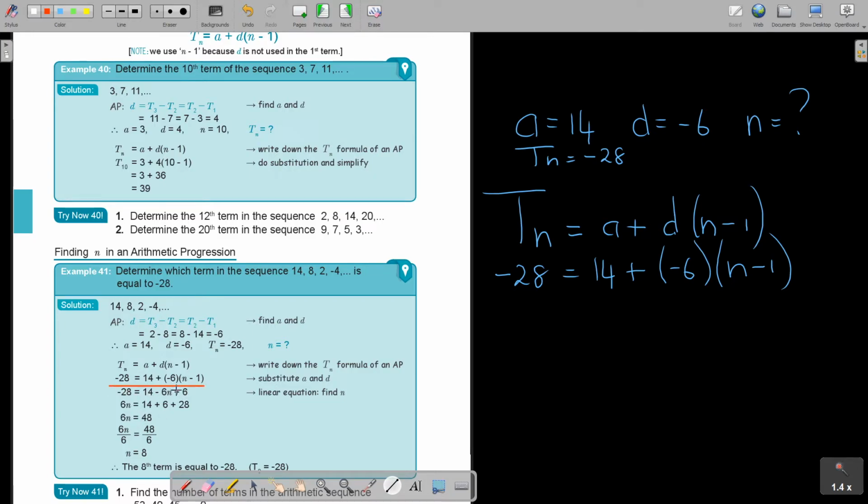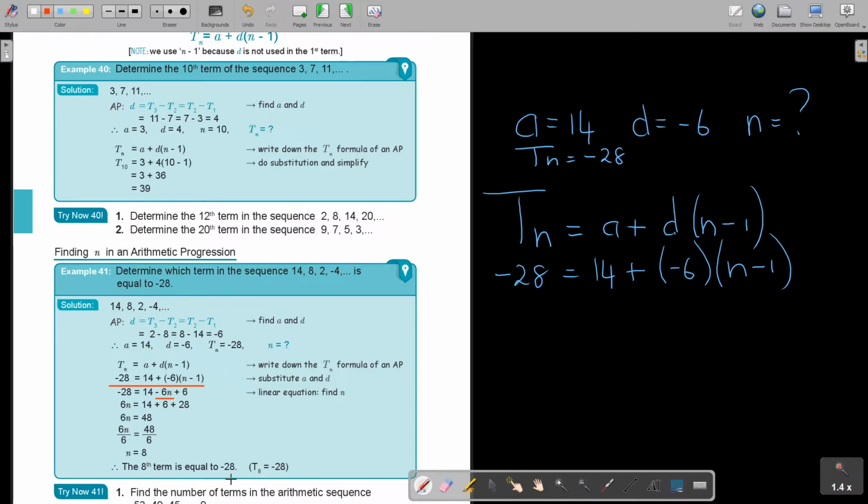Now I just multiply, and it's just algebra. I take this term over. Why do I take this term over? I take it over because I want it to become positive. And then I take that over, and it's just an algebraic equation. And then I get that the 8th term will be negative 28. It's just playing around with that formula.